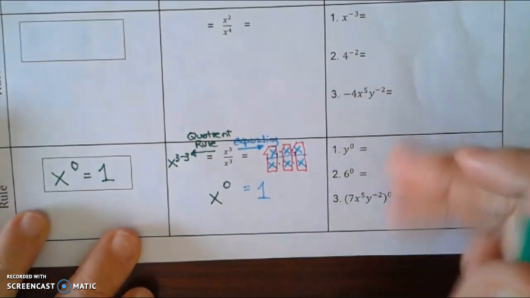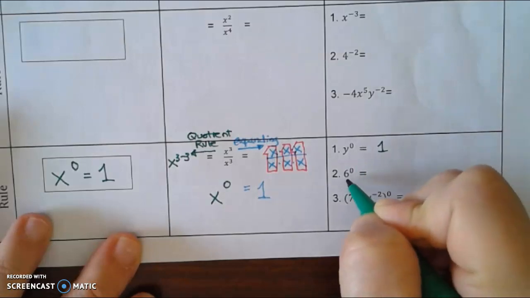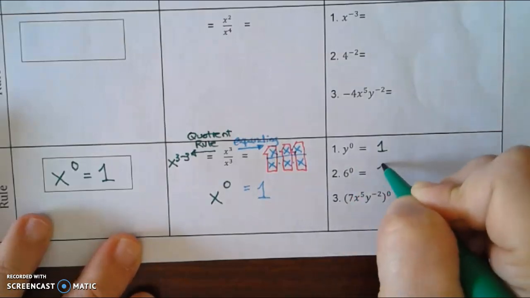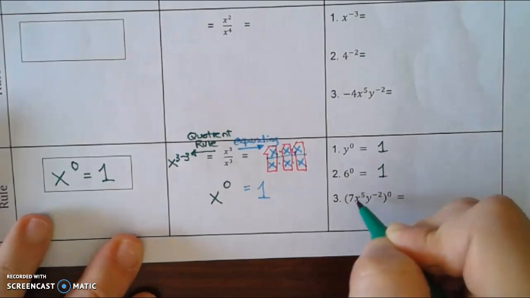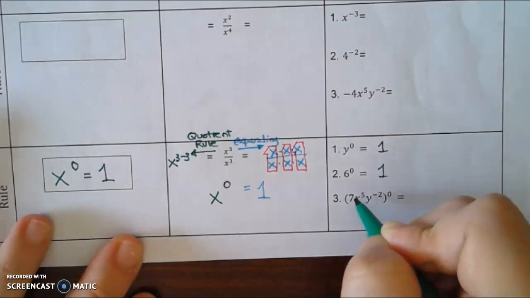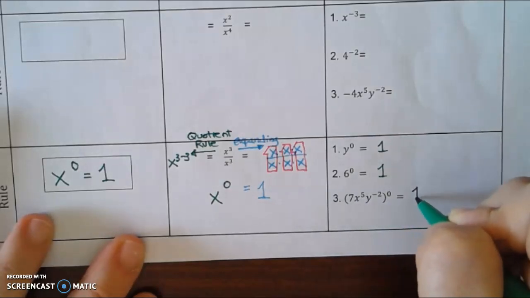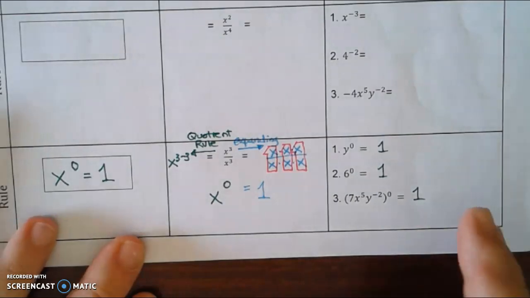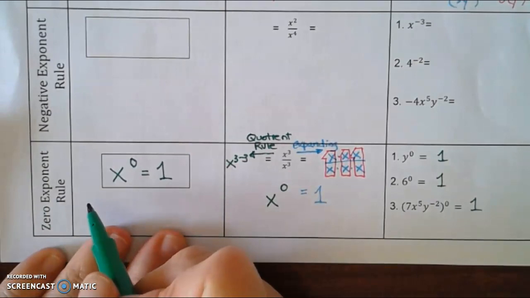Then let's do some examples. What is y to the power of 0? Anything raised to the power of 0 is 1. What's 6 raised to the power of 0? That's just going to be 1. Okay, what about this? I have this really complicated thing here, raised to the power of 0. Well, this complicated thing, it doesn't really matter. It's still being raised to 0, so that's still 1. Okay, so that was called the zero exponent rule.